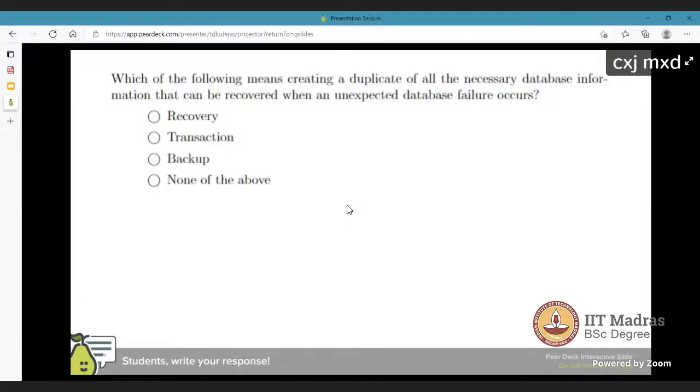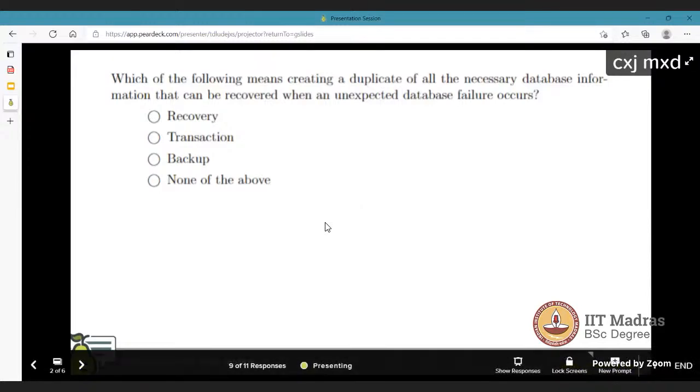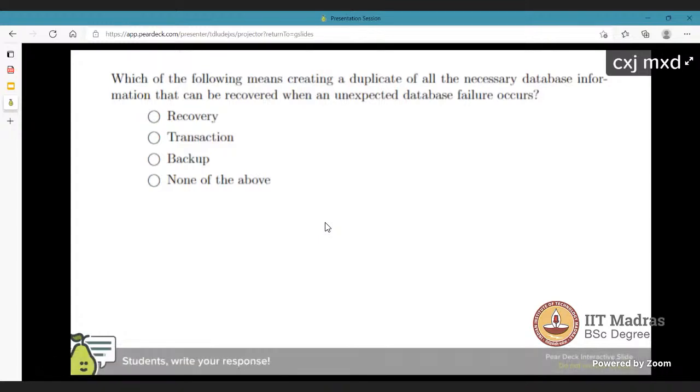Yeah, whatever comes in your head, you can tell. Recovery of the data: whatever data we have backed up, restoring it to the original system is what recovery is. Yeah, restoring the database after, say, for example, a system failure occurs, right? Yes, ma'am. Okay.